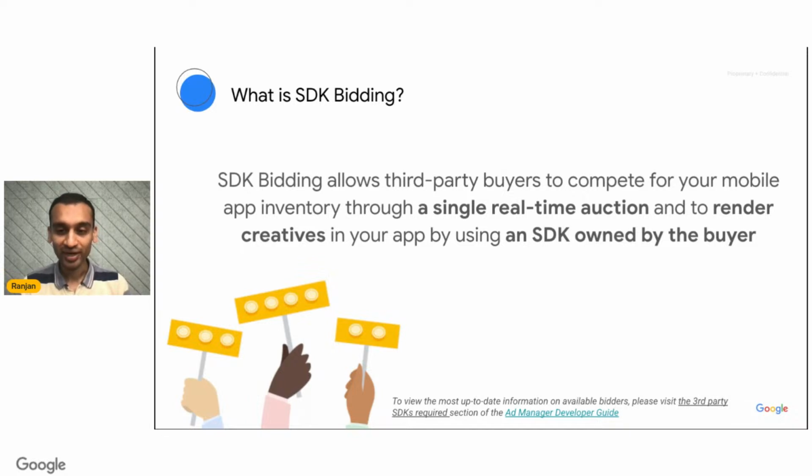The thing to keep in mind is that if you use Google Ad Manager to manage mobile app traffic and would like to integrate with third-party buyers with their own SDKs, this feature might be a good fit for you. Note that using SDK bidding is not mandatory, and you always have the option to work with the partners however you want, including the traditional waterfall mediation method.